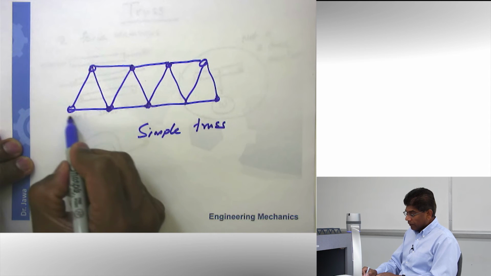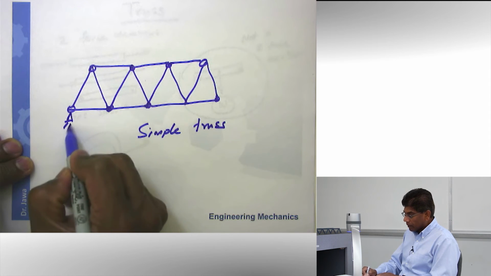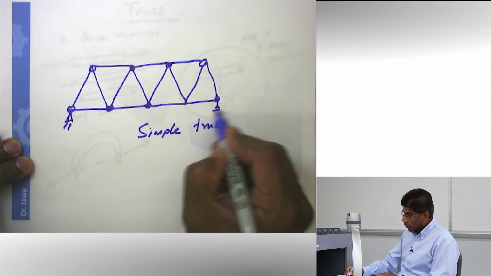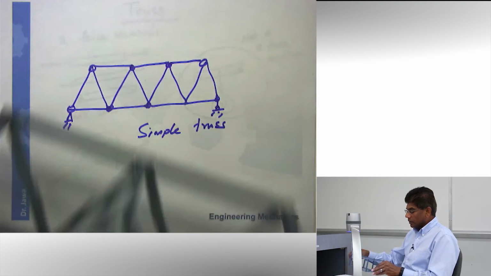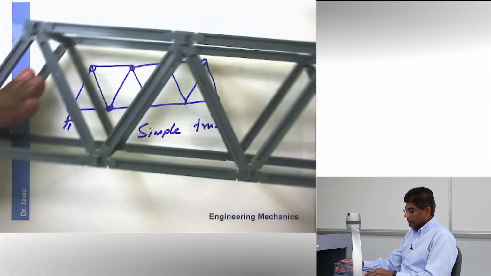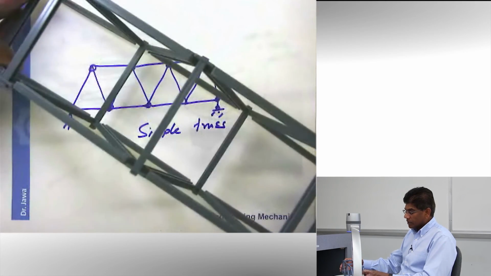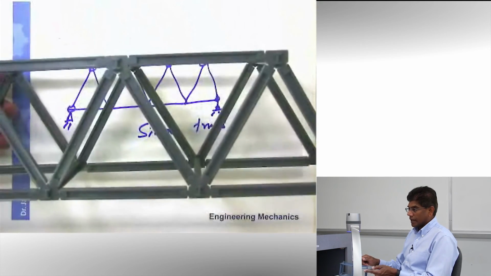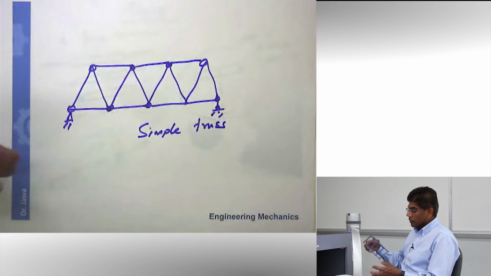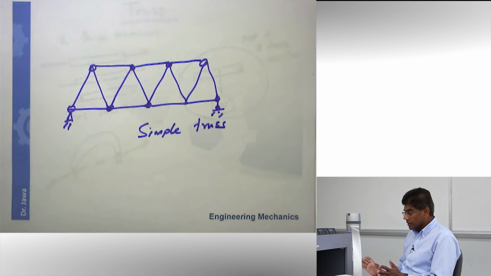All right? And of course, the truss will be finally supported by maybe a pin joint and a roller joint. An example of such a truss is right here. You have seen it a few minutes ago. All right? That's a simple truss. Actually, it's a bridge. And you can see the truss elements made of triangles. All right. So that's how truss analysis is done.